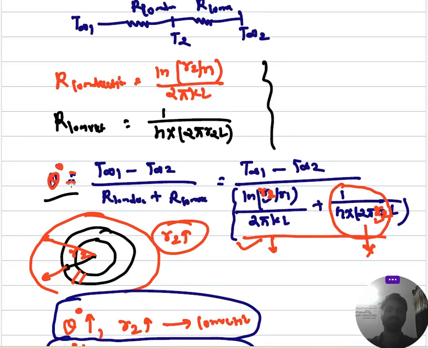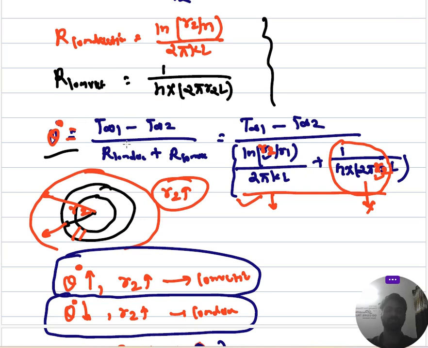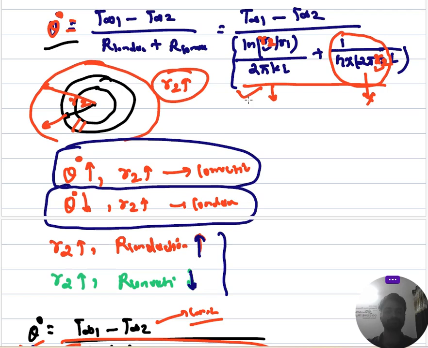If I want to write the total rate of heat transfer, it is T infinity 1 minus T infinity 2, because T infinity 1 is the temperature of the surrounding fluid inside the hollow cylinder, and T infinity 2 is the ambient temperature outside. Now once we substitute the R conduction and R convection, note that R2 is the outer radius, so the outer radius is going to vary. Why? Because if you add insulation, only the outer radius is going to change. The inner radius will be constant.